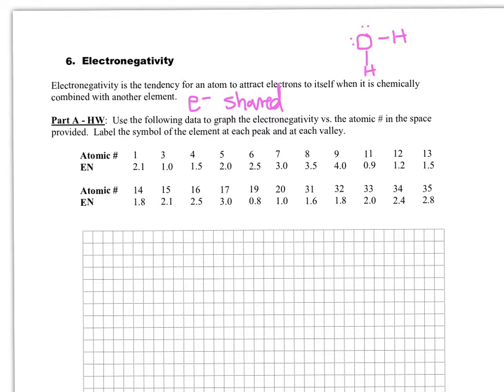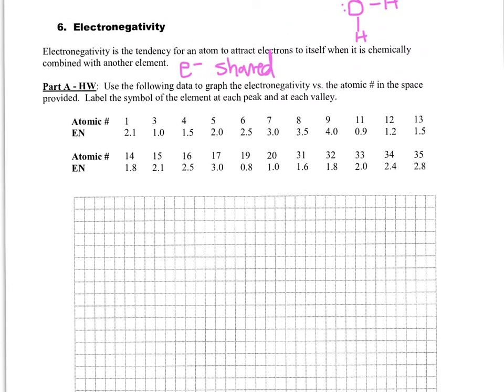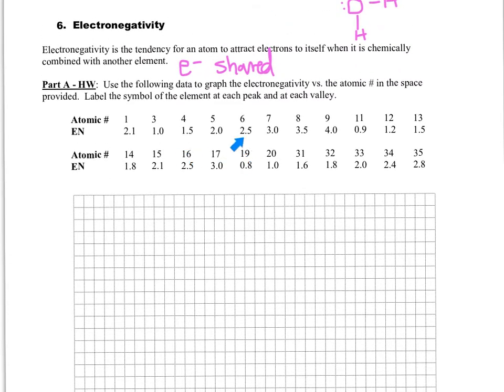So hopefully you did your homework and you graphed these values here. You'll notice that electronegativities do not have units. So electronegativity does not have a unit. It's a relative thing. It's a relative measure of that tendency to pull the electrons towards itself. And so they do not have units.